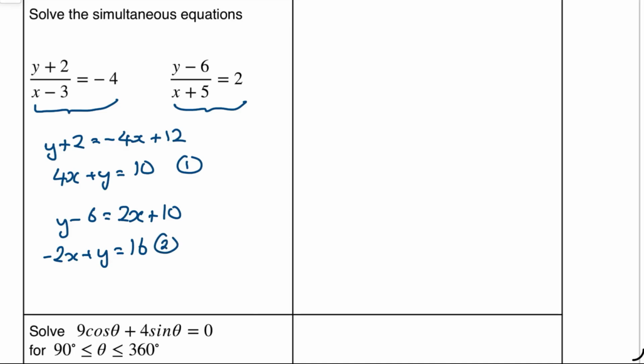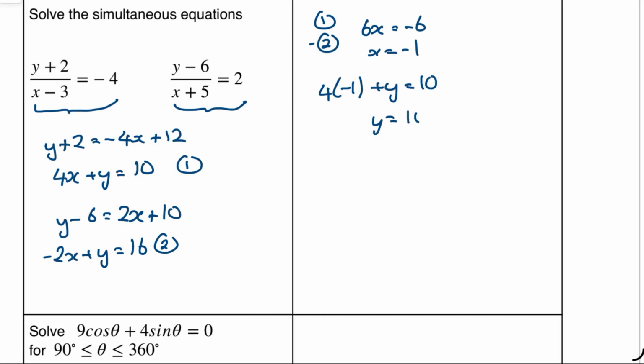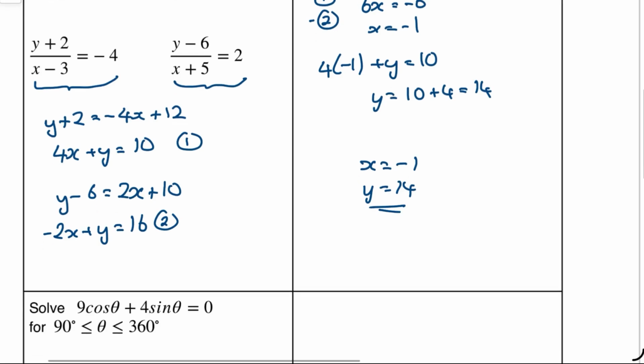Now, I was going to double equation 2, but I don't need to do it. I just do equation 1 minus equation 2, which is going to give me 2x minus -2x, which is 6x. Y minus y goes away. 10 minus 16 is -6, which means that x is equal to -1. And then my y value. If I go back to equation 1, 4 times -1 plus y is equal to 10, which means that y is equal to 10 plus 4, which is equal to 14. Let's write my answers nice and clearly. X equals -1 and y is equal to 14. Question done. Next question.